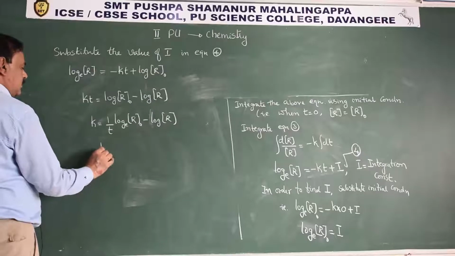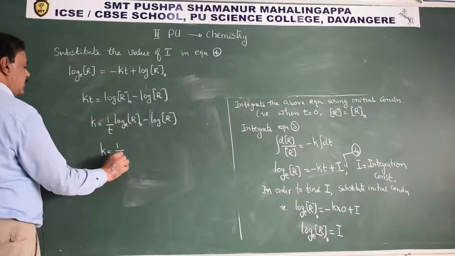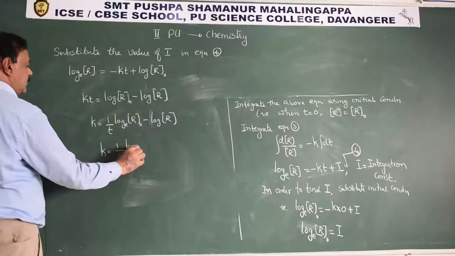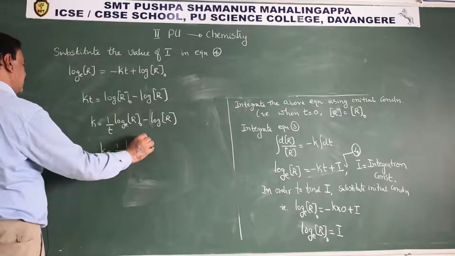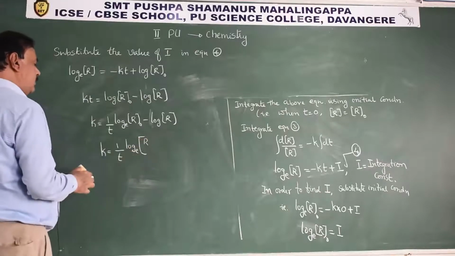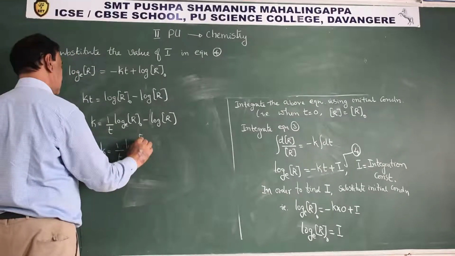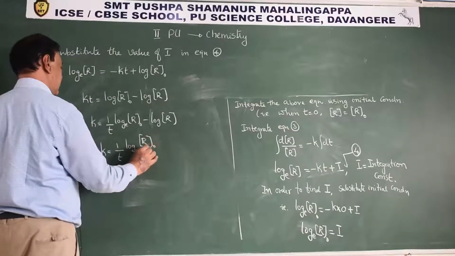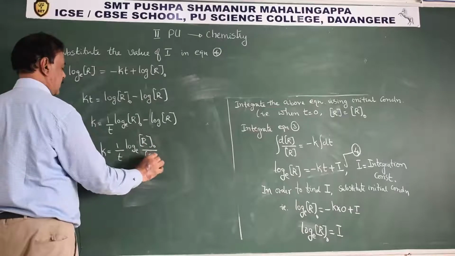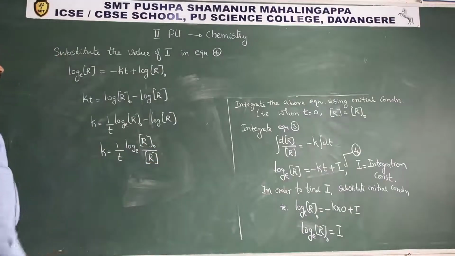Now k is equal to 1 divided by t log base e of R naught divided by R.